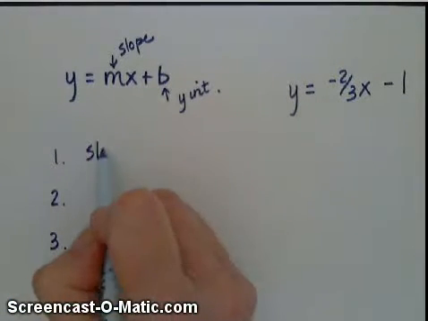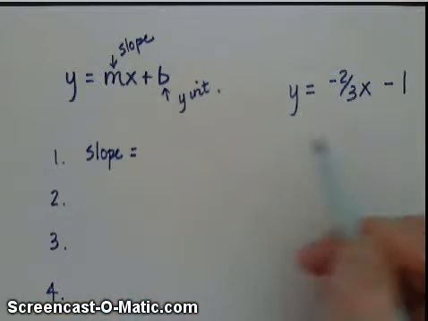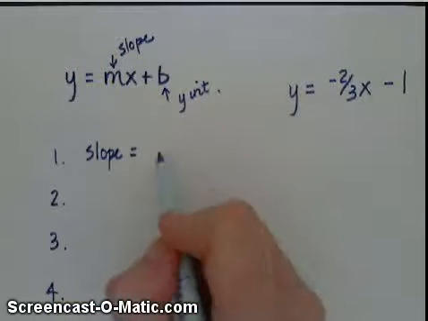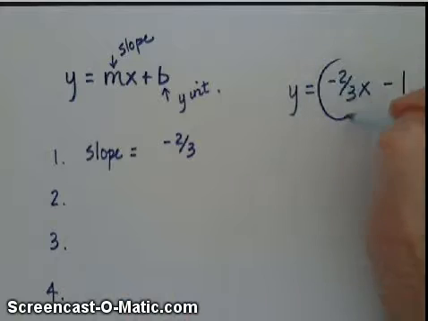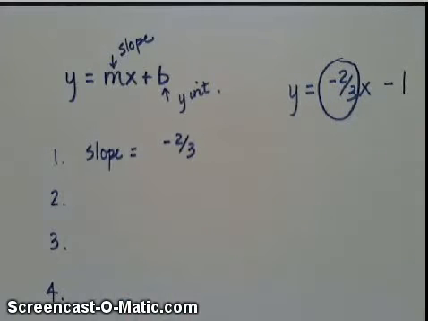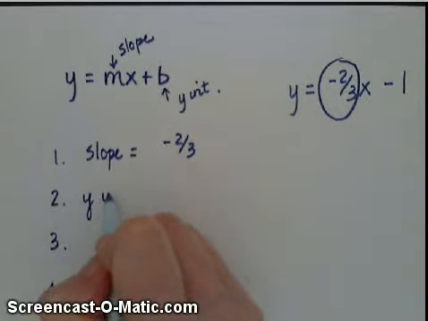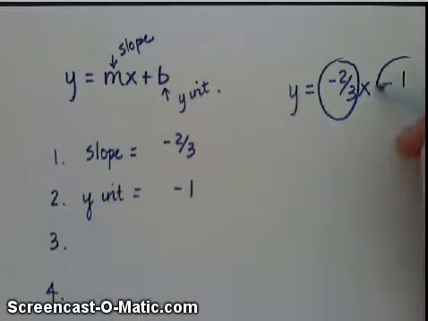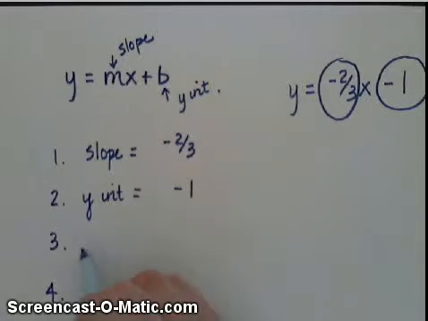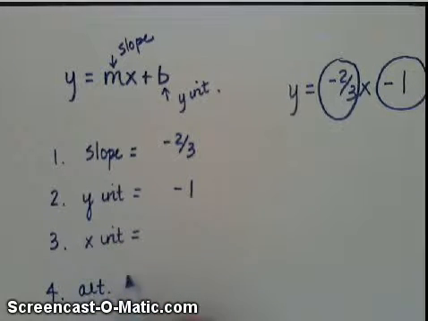The slope of this equation, y equals mx plus b, is negative 2/3. The slope is just right there. The y-intercept, also just right there, is negative 1. This is the plus b, y-intercept negative 1. Now the x-intercept in slope-intercept form is not so easy to find, and an alternative form we'll have to get by working on this one a little bit.